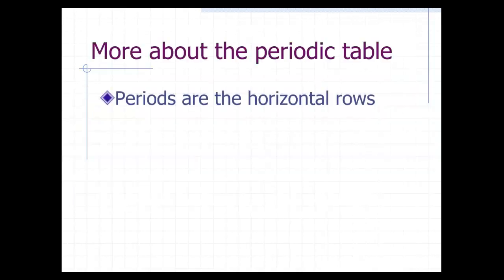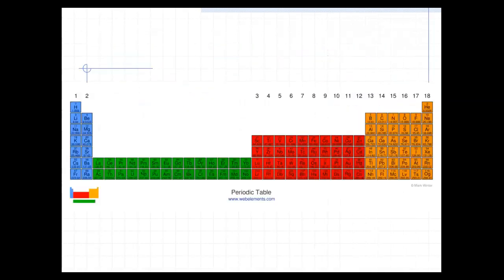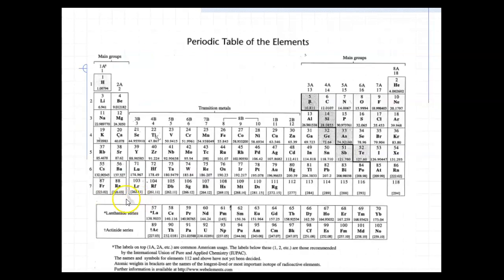Okay, a little bit more about the periodic table. I mentioned this earlier, but let me go back to the periodic table. The rows are called periods. So hydrogen and helium are in period 1. Lithium, beryllium, boron, carbon, nitrogen, oxygen, fluorine, neon are in period 2, etc.